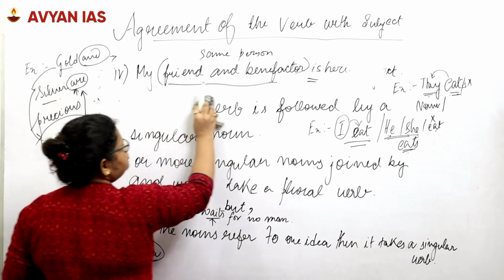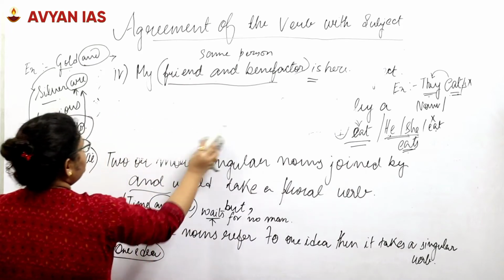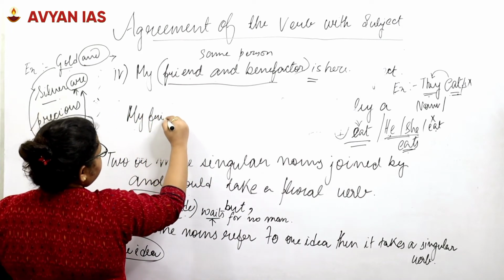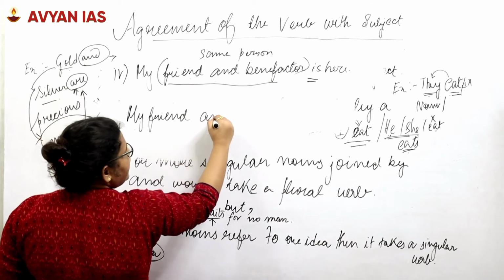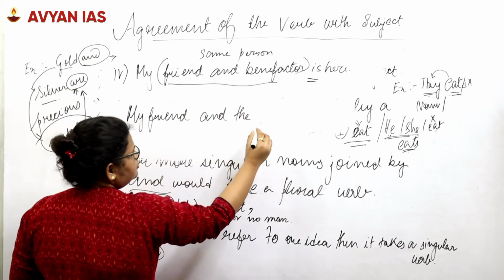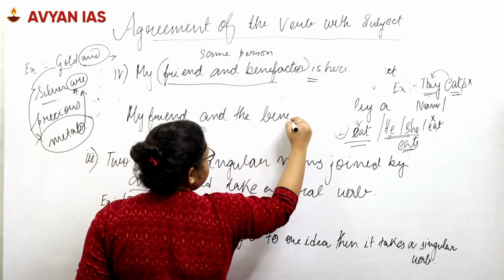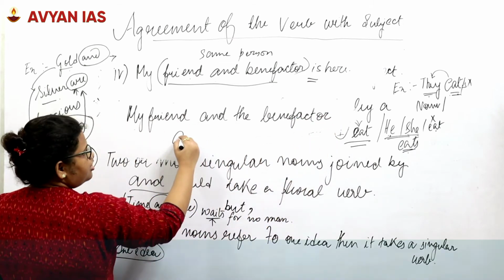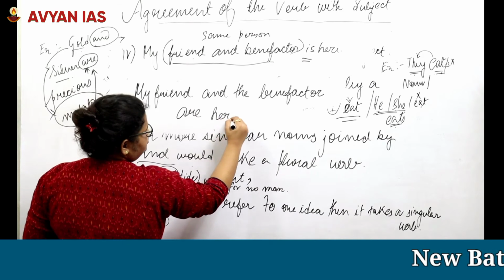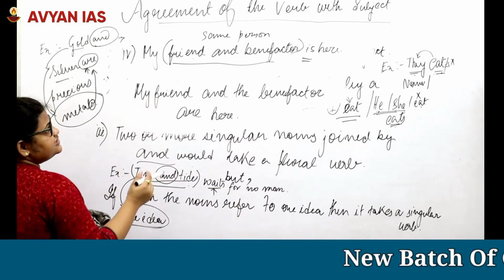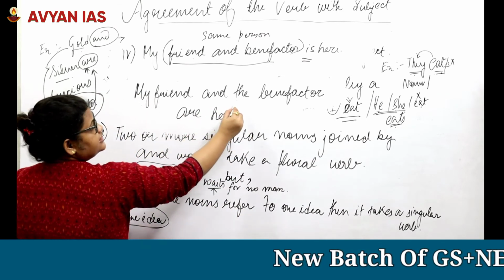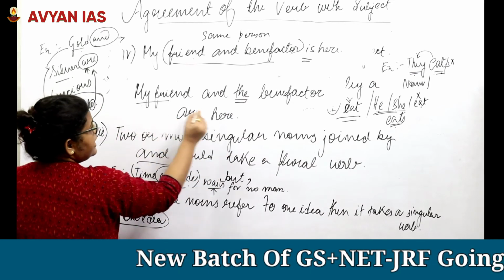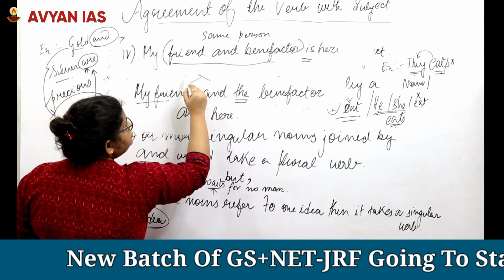However, if we say my friend and the benefactor are here, right? So in this sentence, what is different is that there is an article before the benefactor, which means that the friend and the benefactor are different people.